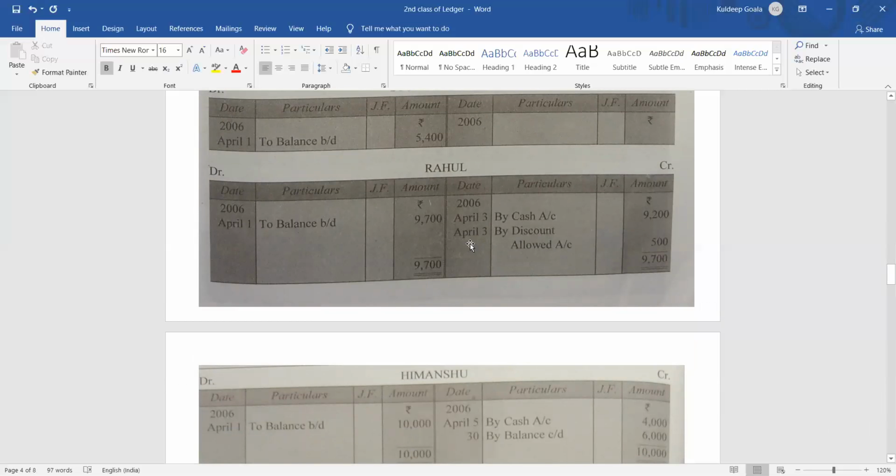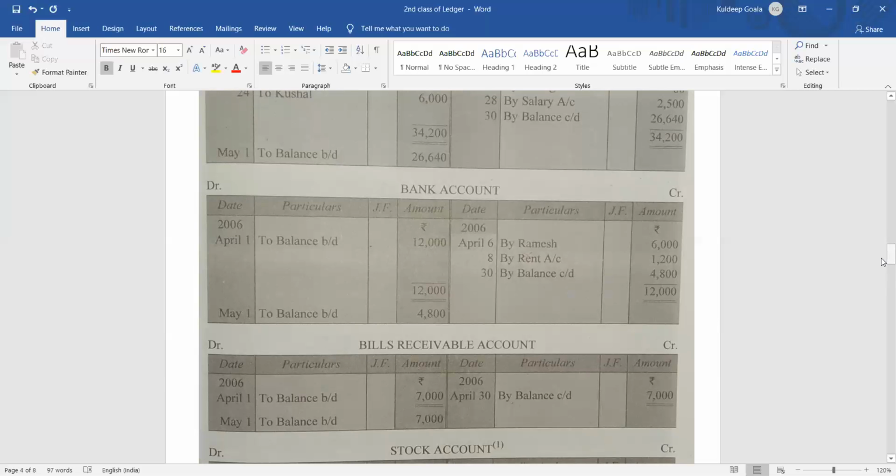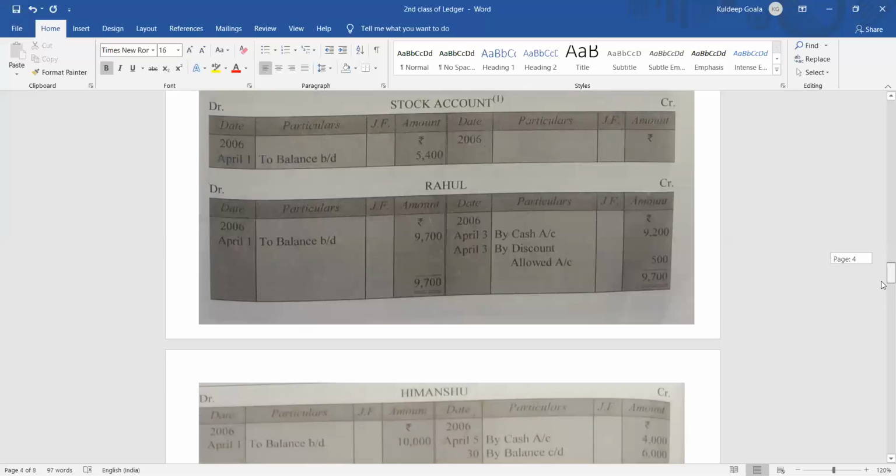Then moving back again, after stock it was Rahul, and you can see that the total of both the sides is the same, right? So you are not required to prepare or write any account name of this person. Why? Because it is already settled. Clear?